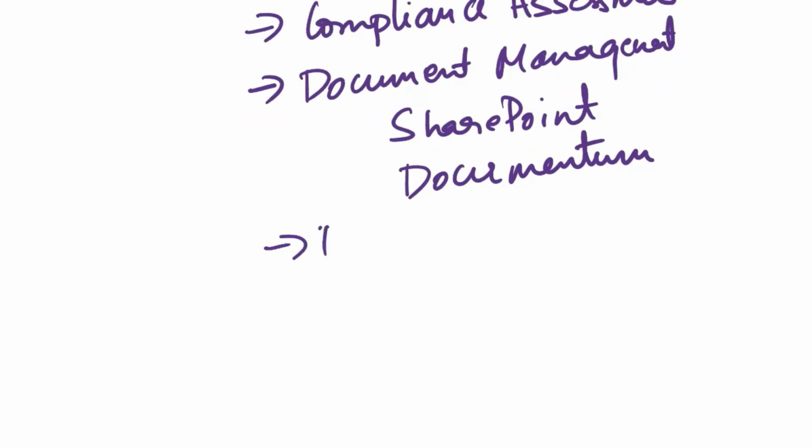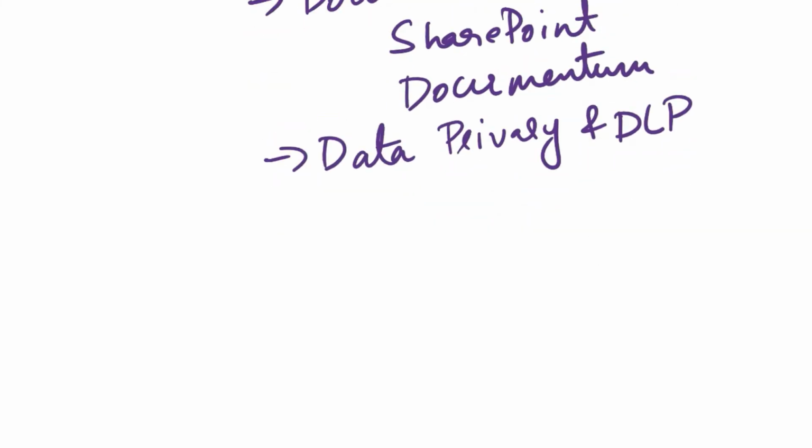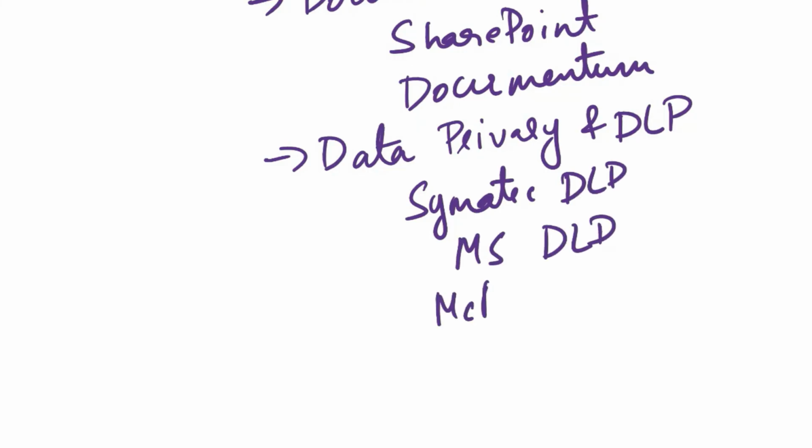Next is data privacy and data loss prevention, that is DLP tools. DLP solutions help auditors assess an organization's data protection measures and compliance with data privacy regulations like GDPR. Examples include Symantec DLP, Microsoft DLP, and McAfee DLP.